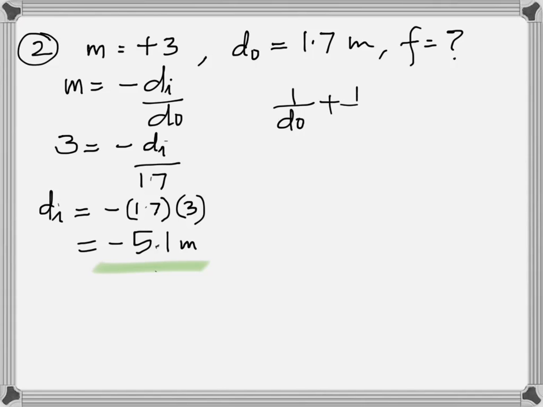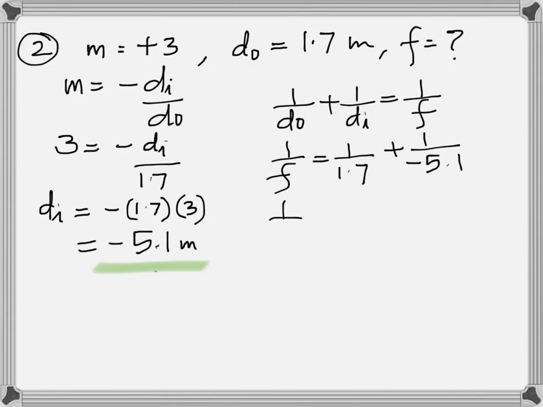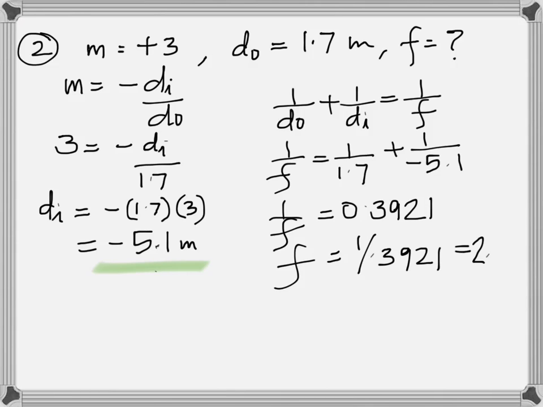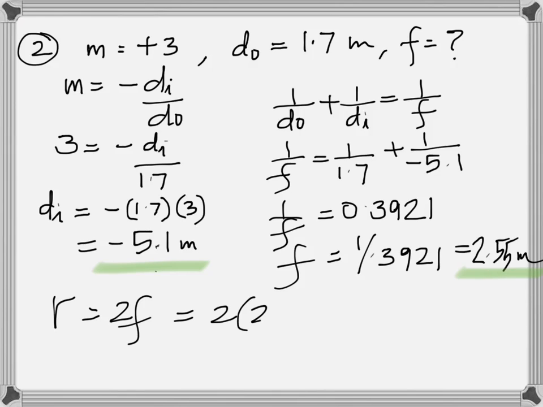So you go to 1 by do plus 1 by di. And then be very careful there, because when you substitute di, it's negative, remember? Negative 5.1, so you got to remember that. And you get f as positive 2.55. This one happens to be really similar to the distance of our object. It just so happens. Is this a concave mirror or a convex mirror?